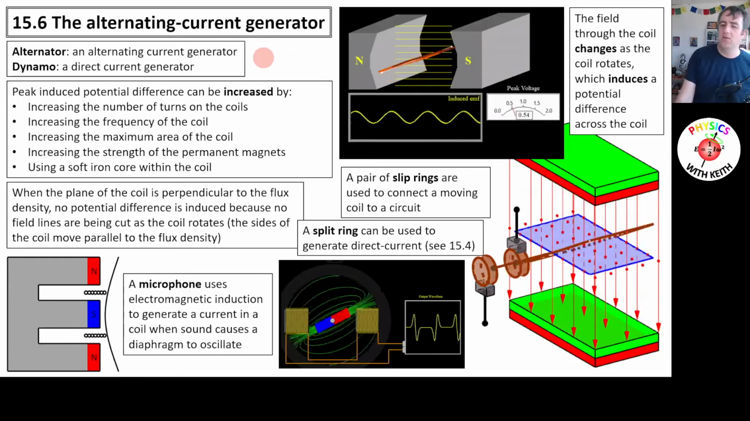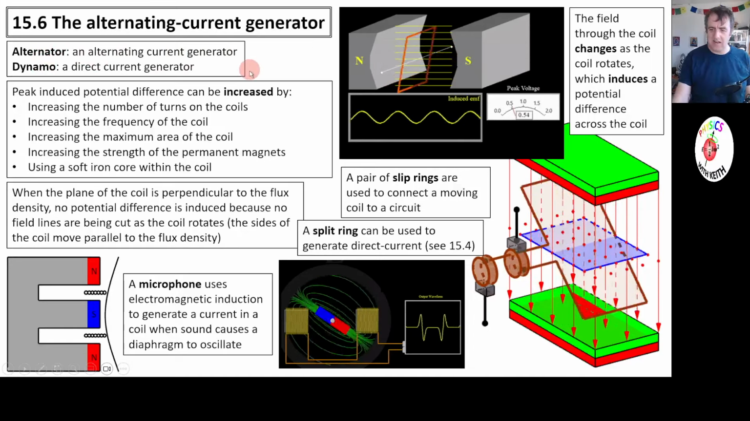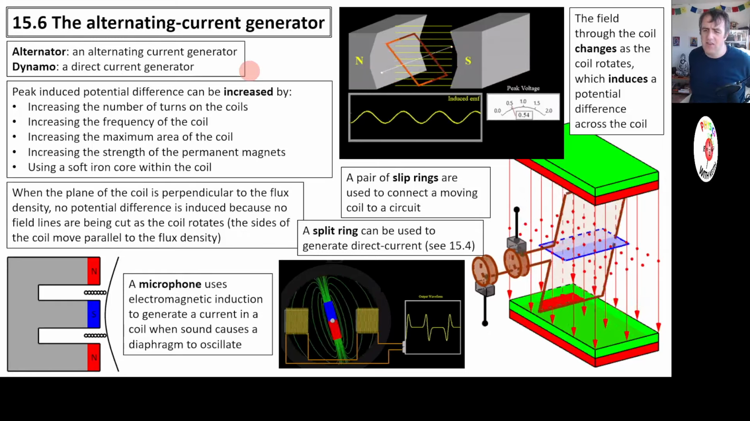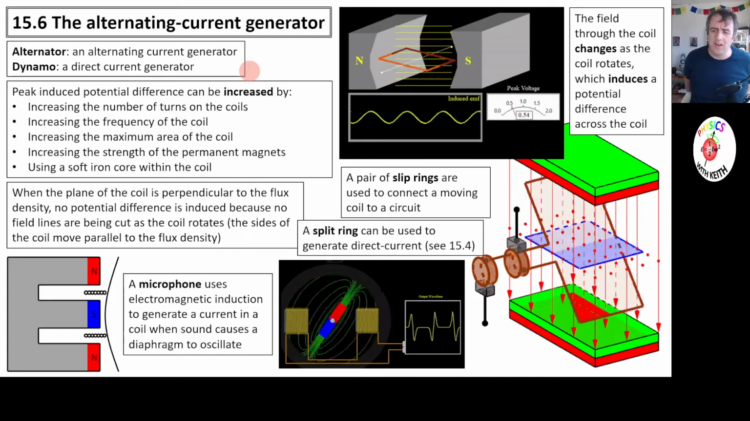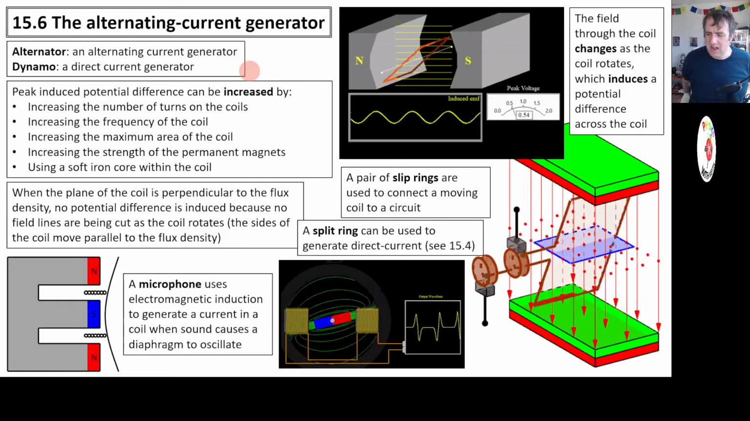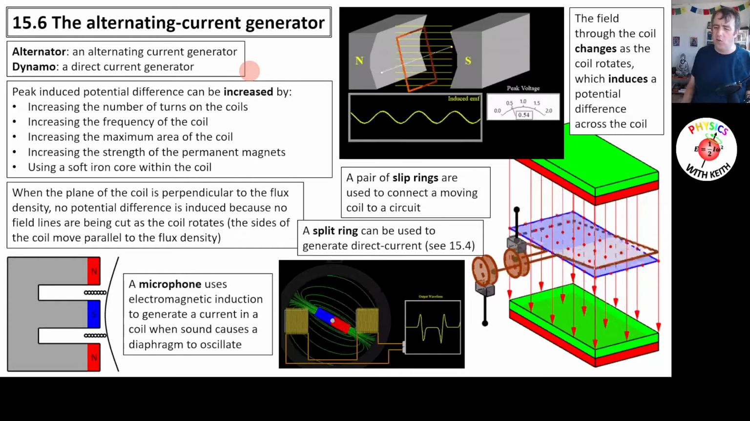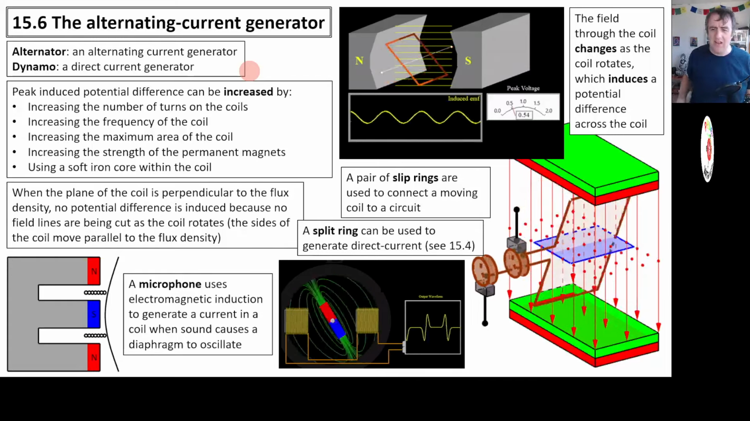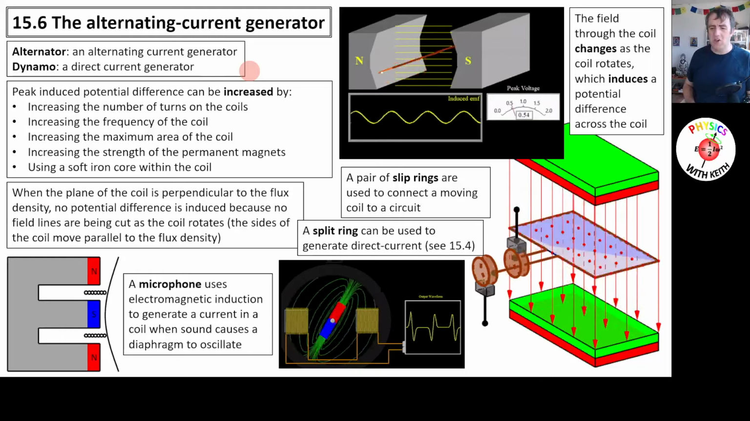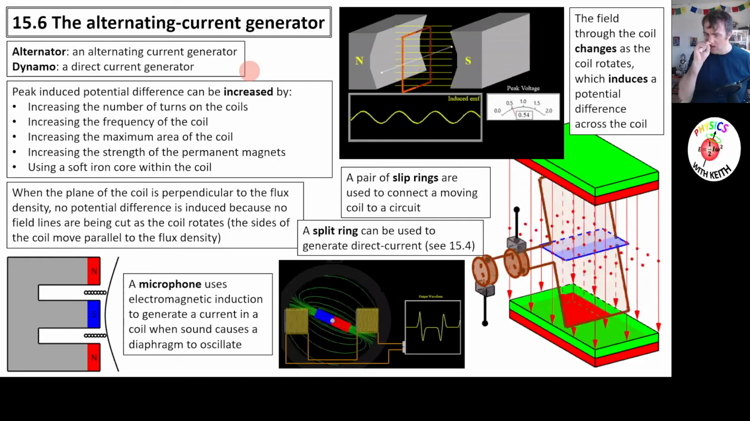Let's first of all use the definitions here. Now these are the way AQA defines these. I don't think this is universally agreed upon. They define an alternator as being an alternating current generator and a dynamo as being a direct current generator. That being said, a dynamo, like you might have on an old bicycle to power your bike lights, is actually an alternating current generator. So I'm not sure how much I agree with this definition of alternator and dynamo, but this is what we are using, so let's stick with it.